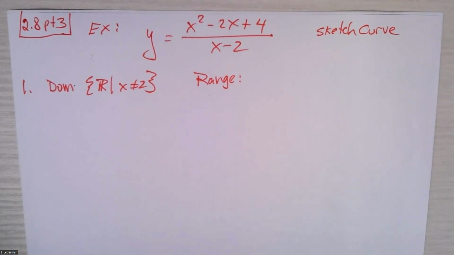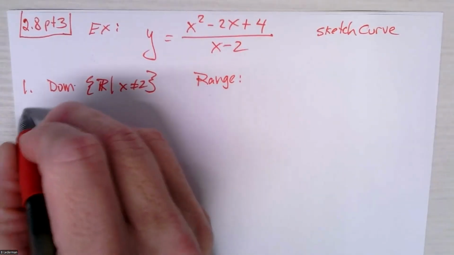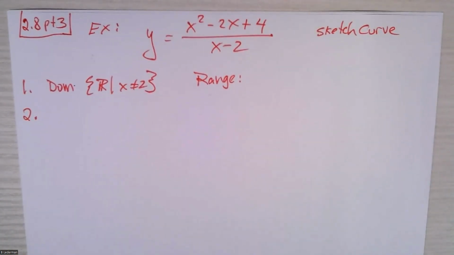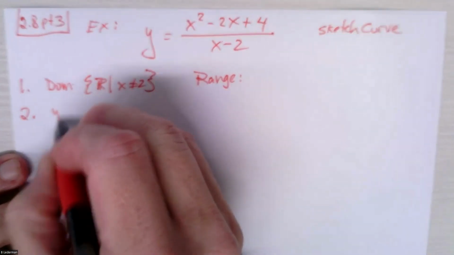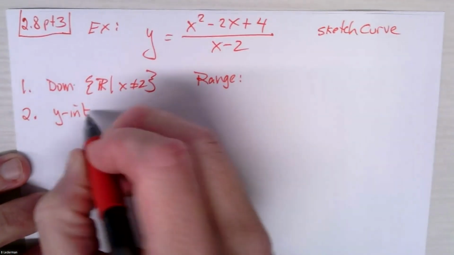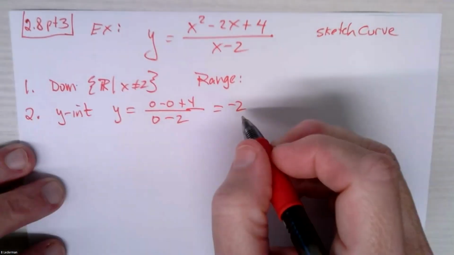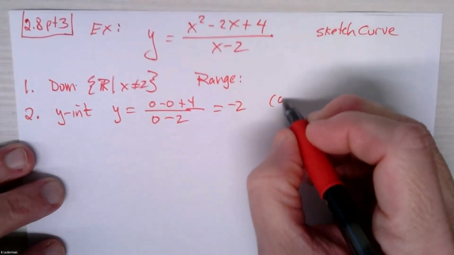The next thing I want is the x and y intercepts. If I let x equal 0, I get y equals 0 minus 0 plus 4 over 0 minus 2, which equals negative 2. So the y-intercept is negative 2, or you could say it's the point (0, negative 2).